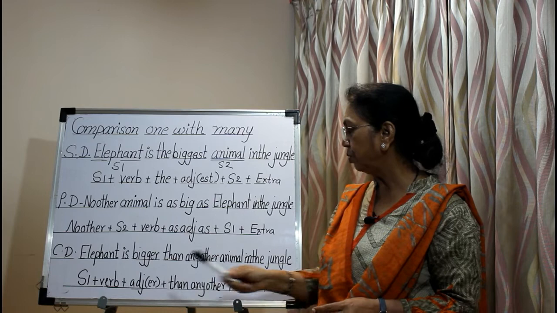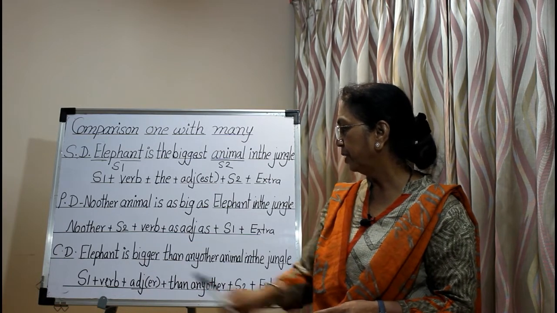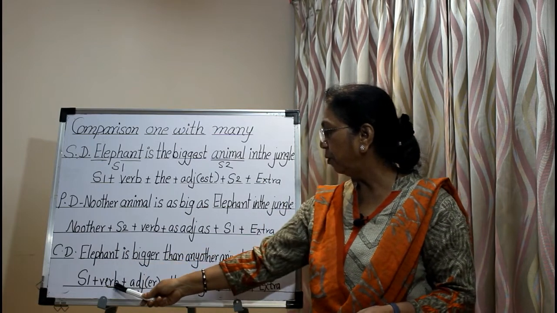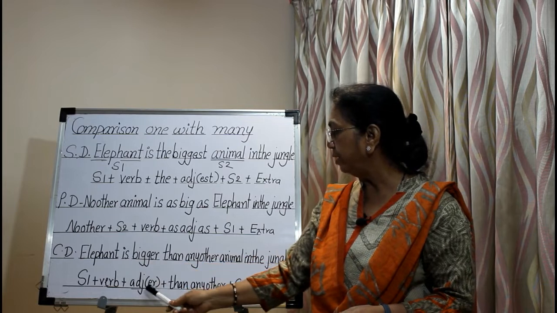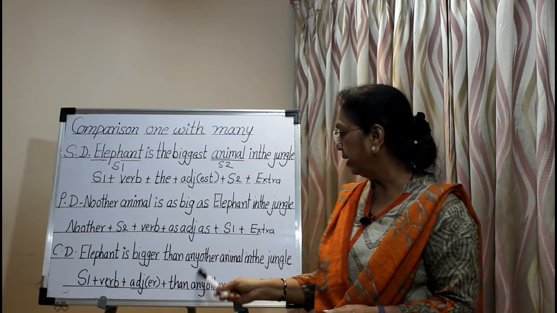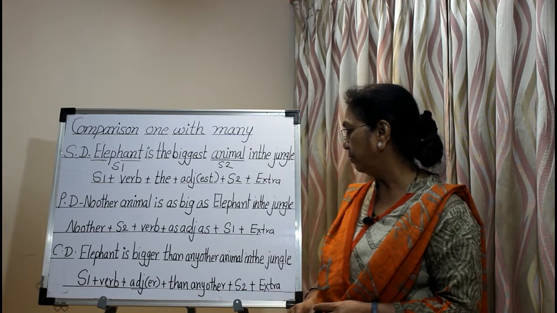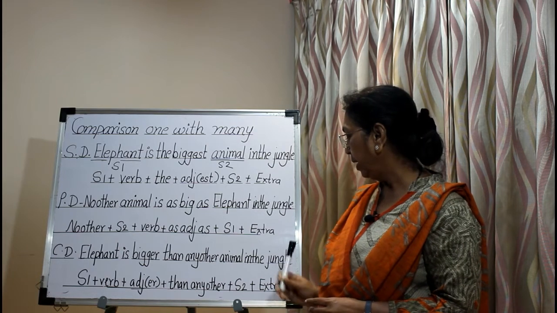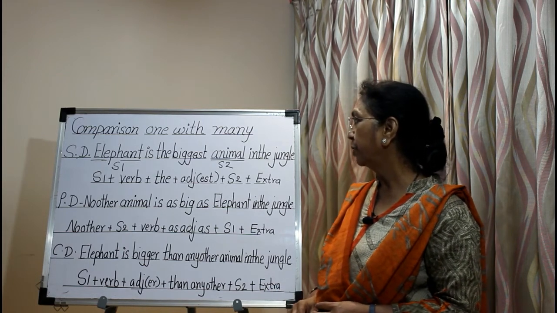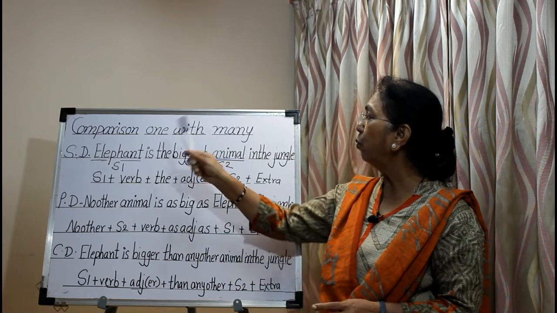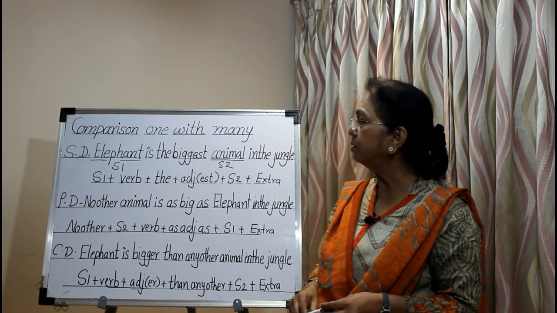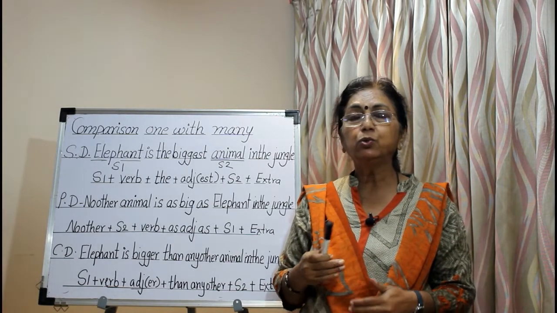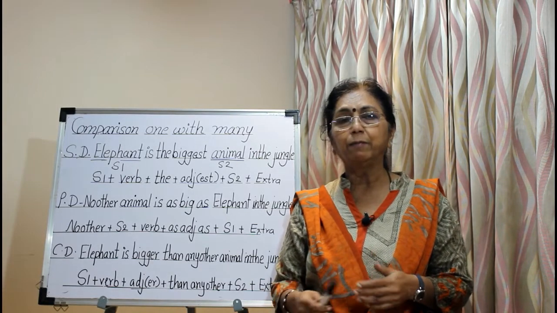So how is the structure of the sentence in comparative degree? We start with subject number 1, elephant. Then the verb form is used. er is added to the adjective, and than any other is used after the adjective, then subject number 2 in singular form and the extra part of the sentence. When there is a comparison between one with many, we can change the sentence in all three degrees: positive, comparative and superlative. Let's see one more example.